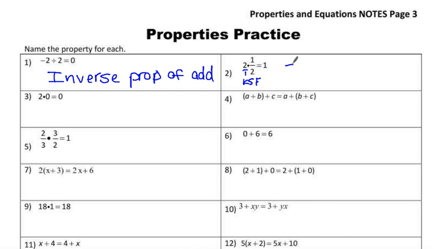So if we go back, this is the inverse prop of mult.